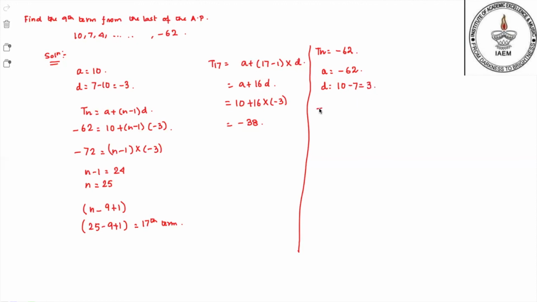So my job is to find out the ninth term from the last. So T9 is A plus (9 minus 1) into D, A plus 8D, minus 62 plus 8 into 3, minus 62 plus 24, minus 38.